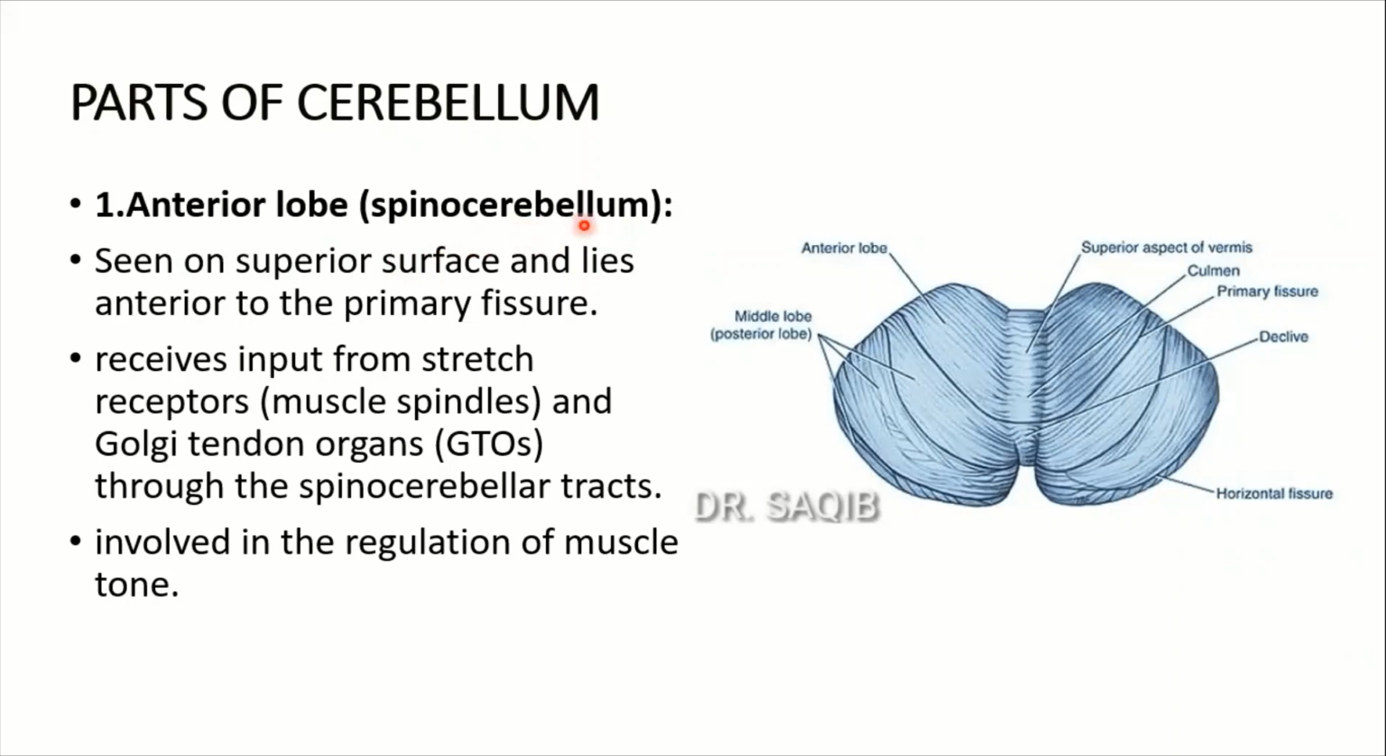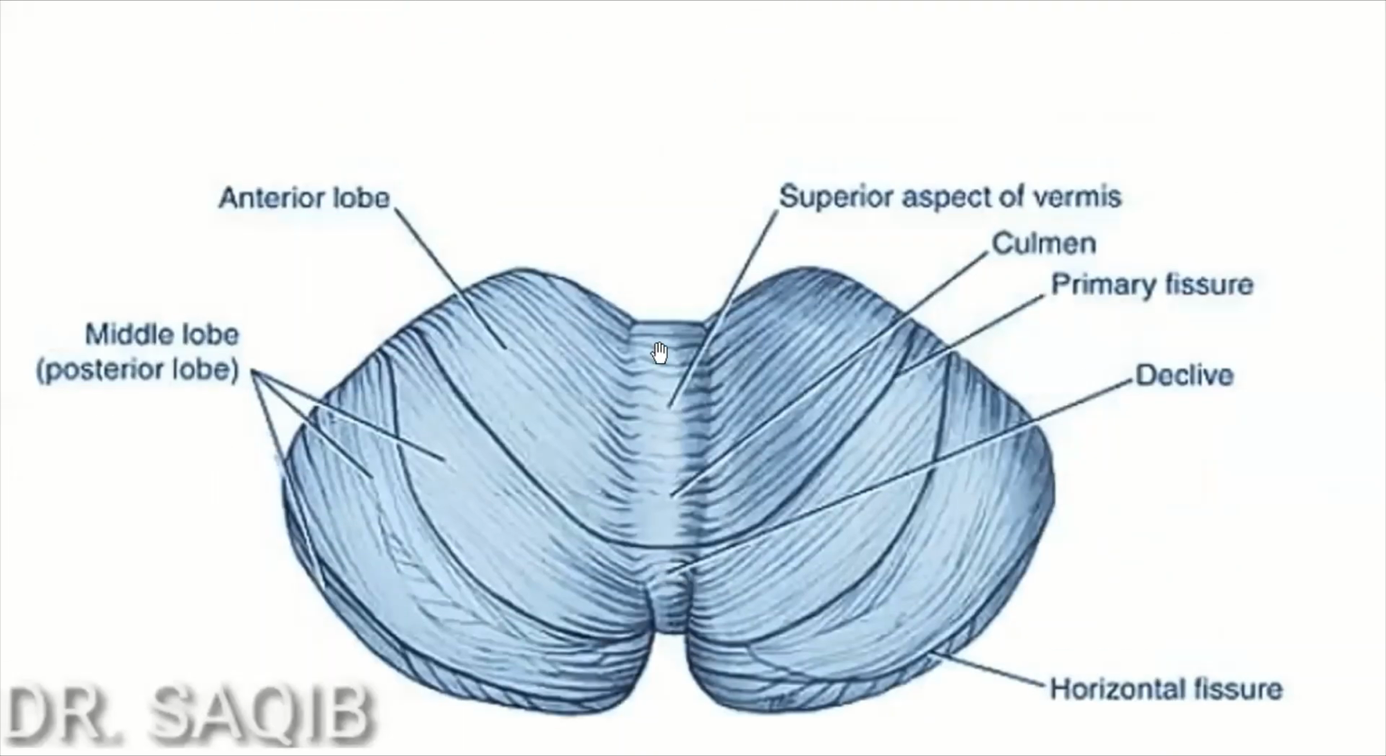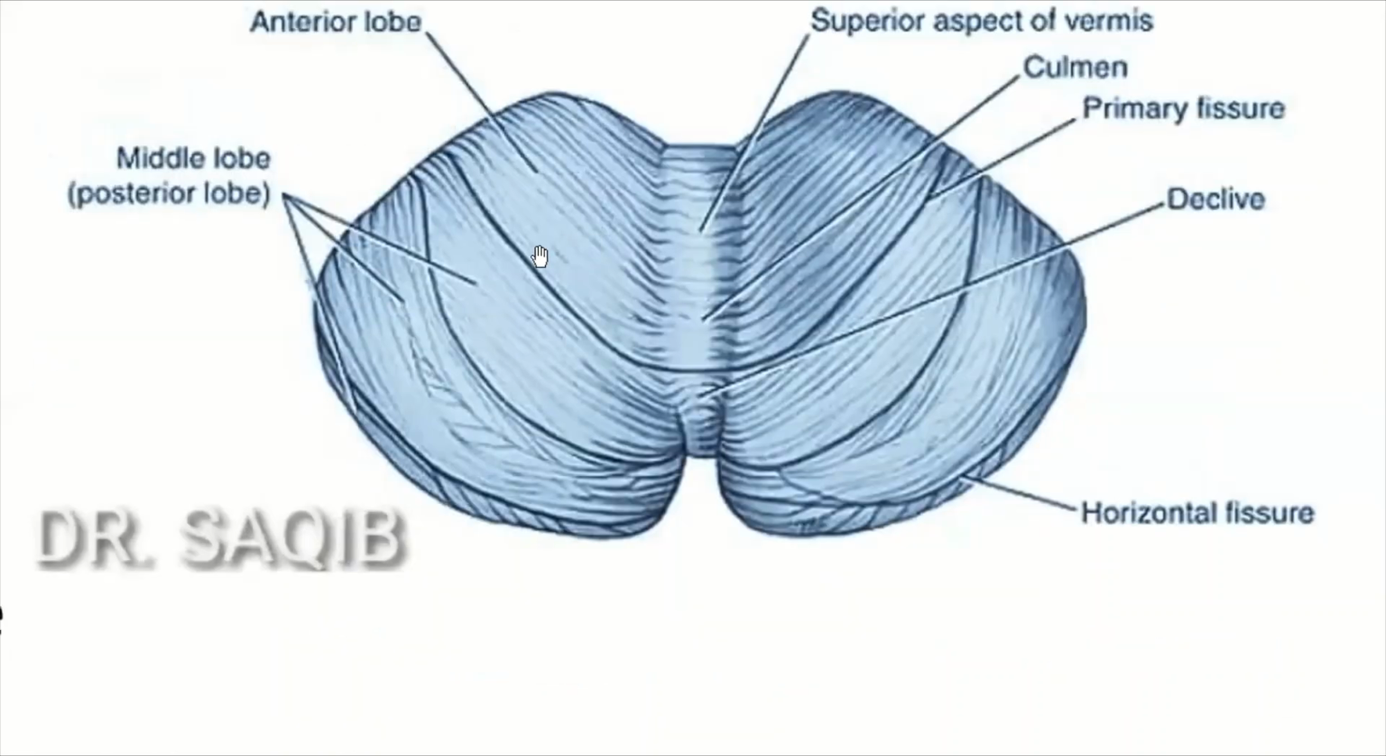The anterior lobe is known as the spinocerebellum, and it is seen on the superior surface and lies anterior to the primary fissure. You could see this fissure. I can enlarge it for you. This is the primary fissure, and the part of the cerebellum anterior to that is the anterior lobe.